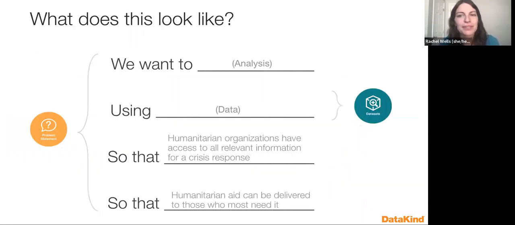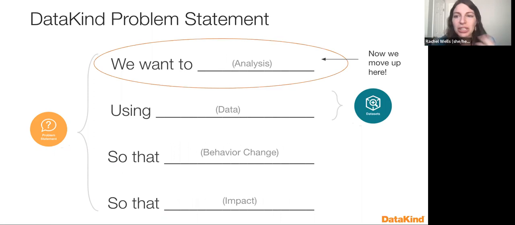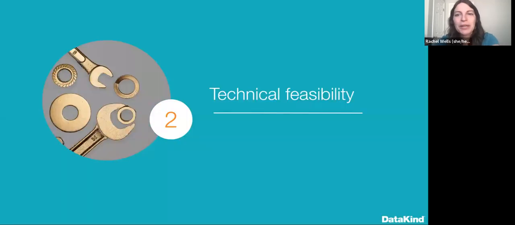So bringing it back to our problem statement, we see that we want to do something using some data so that humanitarian organizations have access to all the relevant information for a crisis response, so that ultimately humanitarian aid can be delivered to those who need it. So with some changes mapped out, it's time to move to the top and decide what analysis we want to do. This brings us to the most important scoping consideration for analysis, technical feasibility. And this can sometimes be the hardest leap to make.